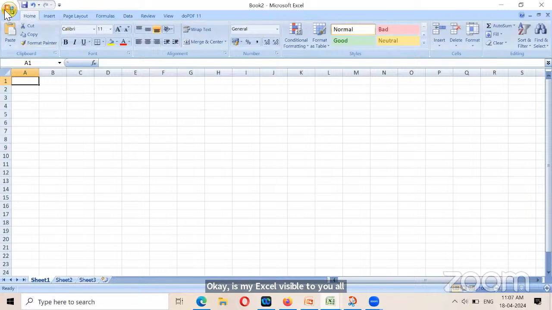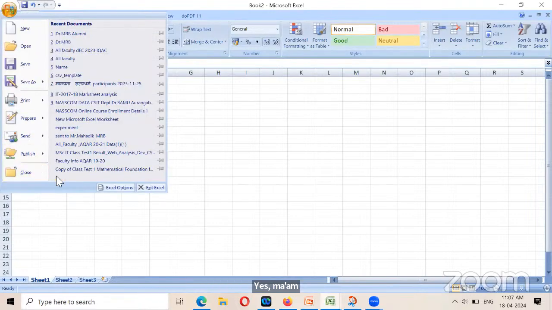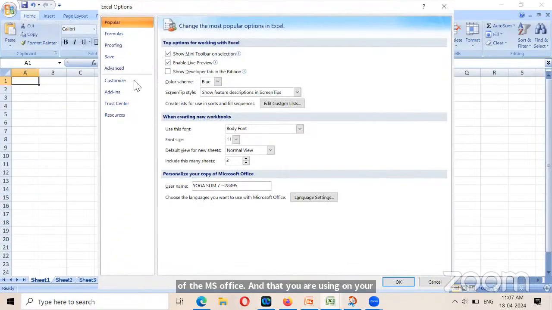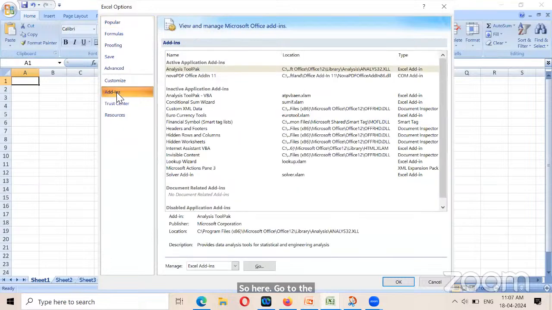Okay, so just go to the file menu. In that, you will have the Excel options. Your interface will be a little different as per the version of MS Office you are using on your systems or laptop. So go to the file, go to the options. Sometimes you will see just options, but here you can see Excel options. Click on Excel options, and on the left side, click on add-ins.